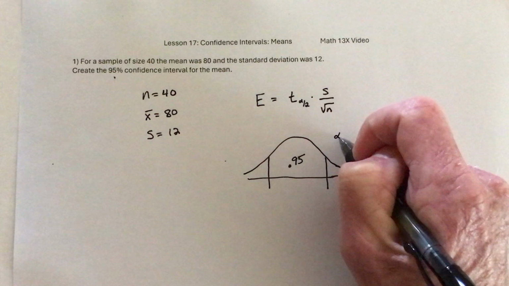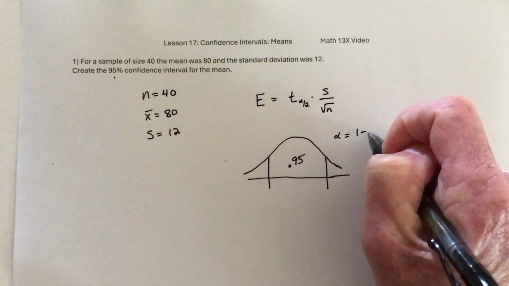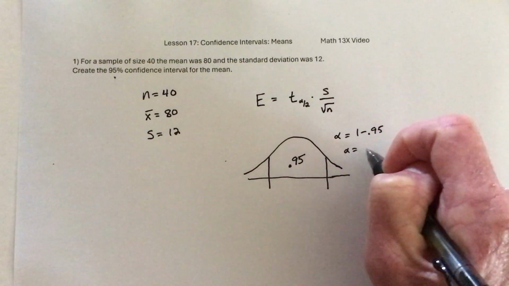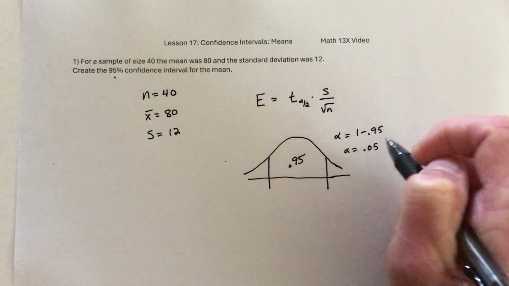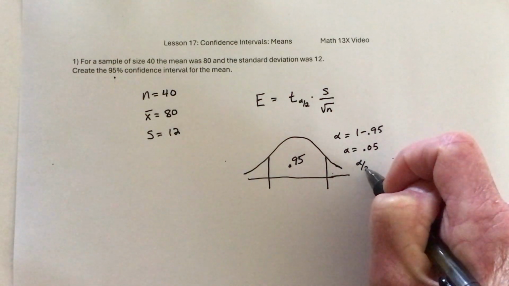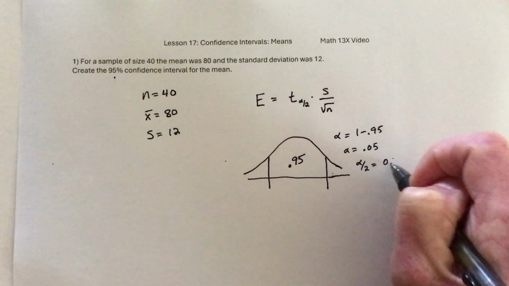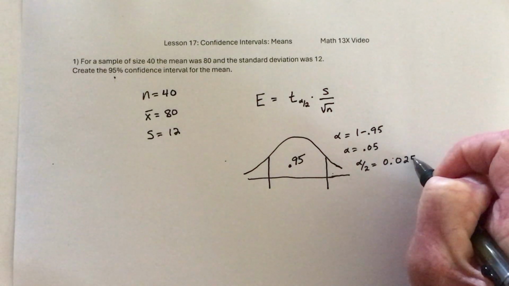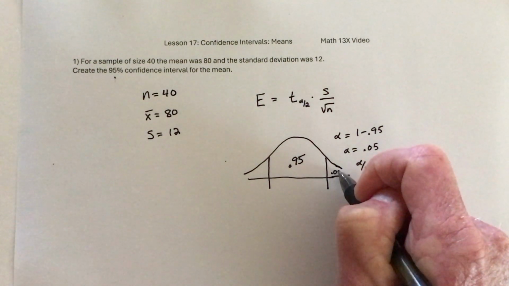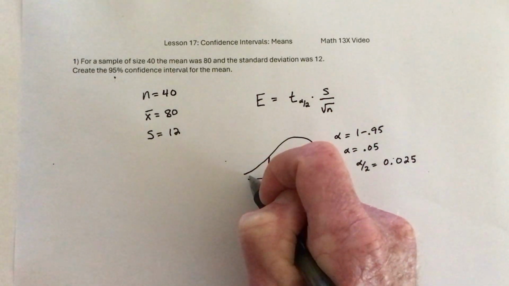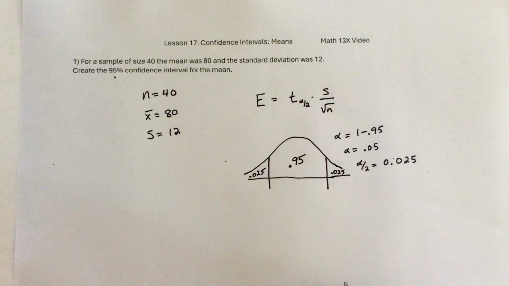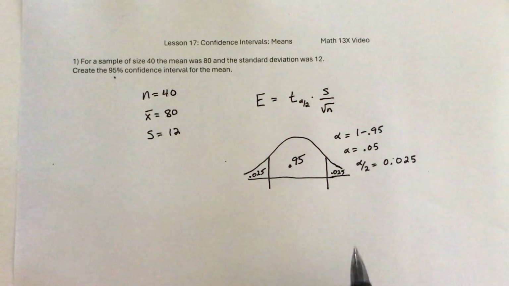And if you subtract 1 minus the 0.95, that's alpha, so that equals 0.05. And then because the two tails are symmetric, divide that by 2. So it's going to be 0.025. So this side has 0.025 and this side has 0.025. And now we're about ready to use the table.